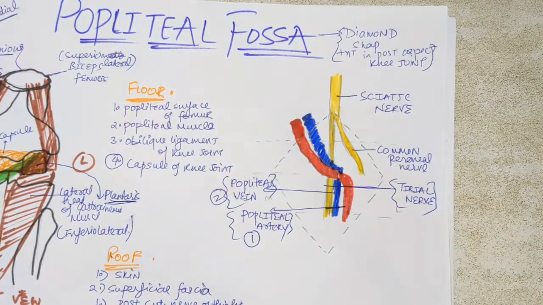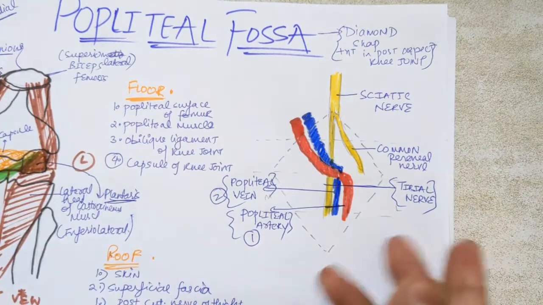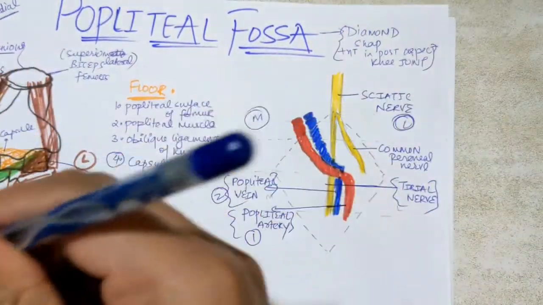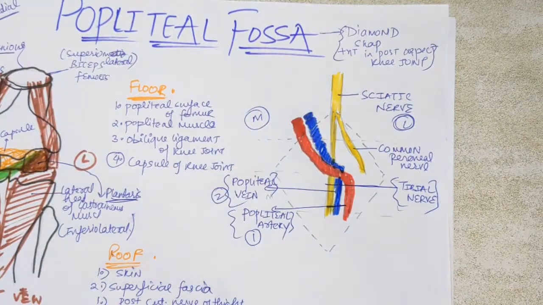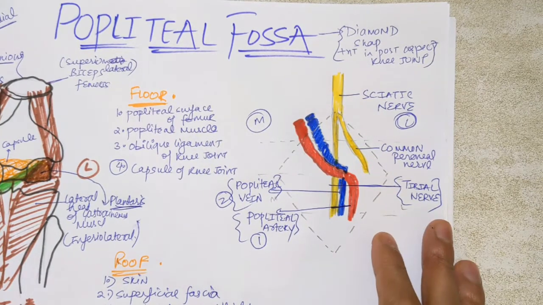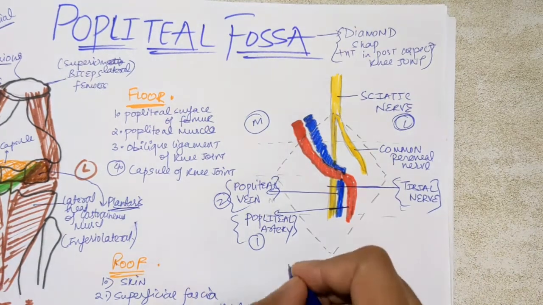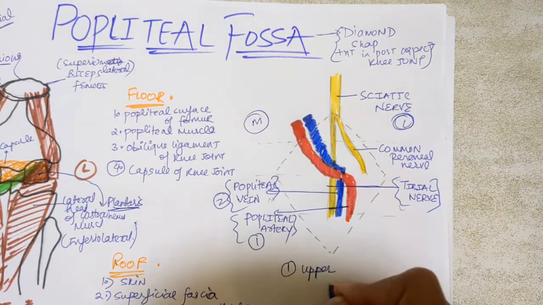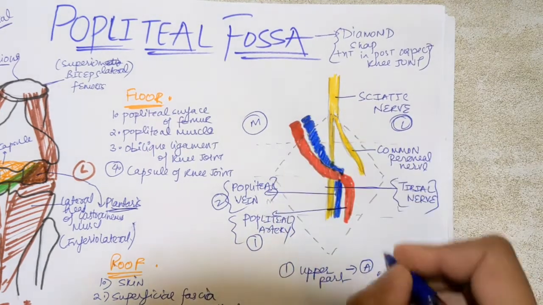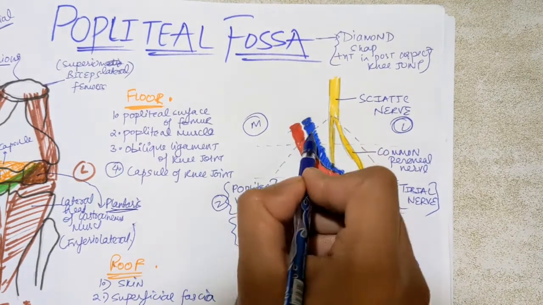So now we will be seeing the actual positions of these nerves at the different levels of this popliteal fossa. Which nerve is present medial, which nerve is present lateral. So this is your medial side and this is your lateral side, and which vessel is present deeper, and which is present on the surface of the popliteal fossa. First we will be seeing the upper section. In the upper part you can see first the artery, then the vein, and then the nerve.